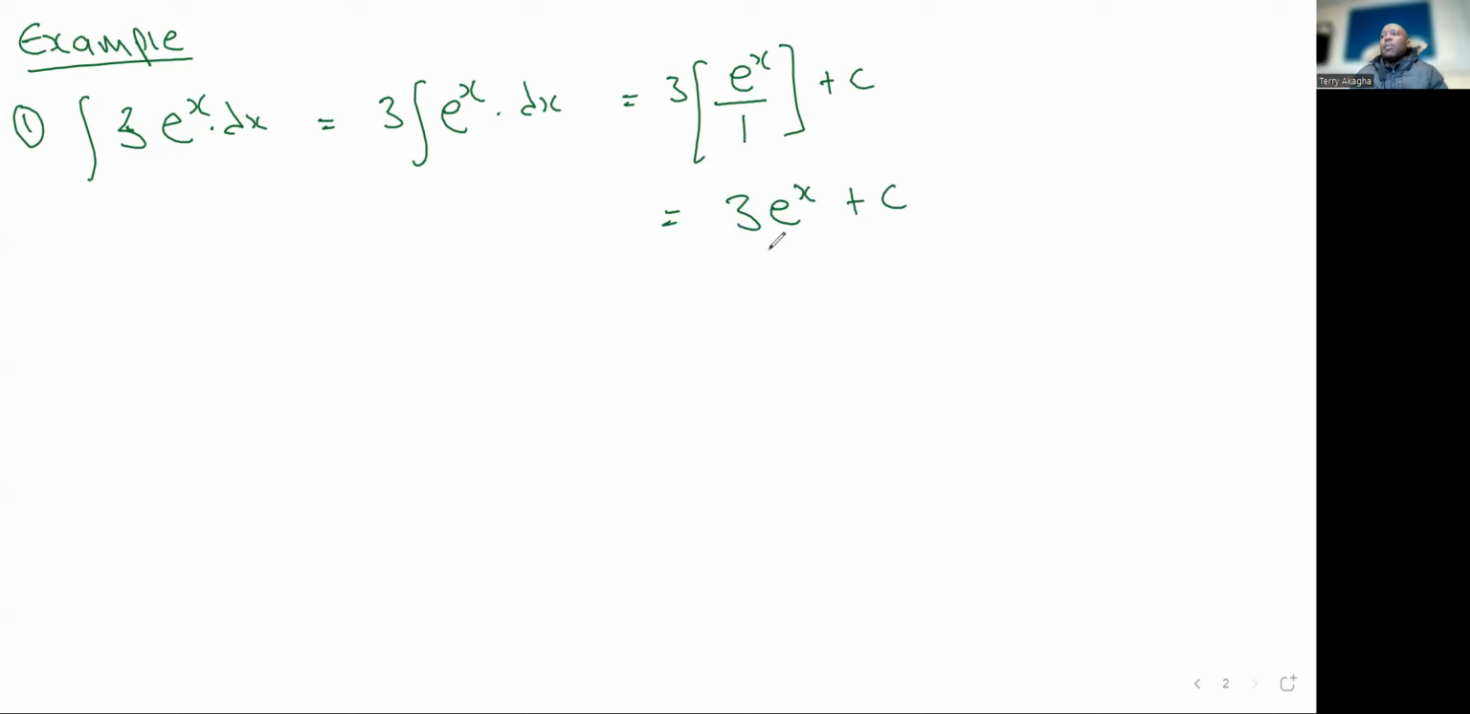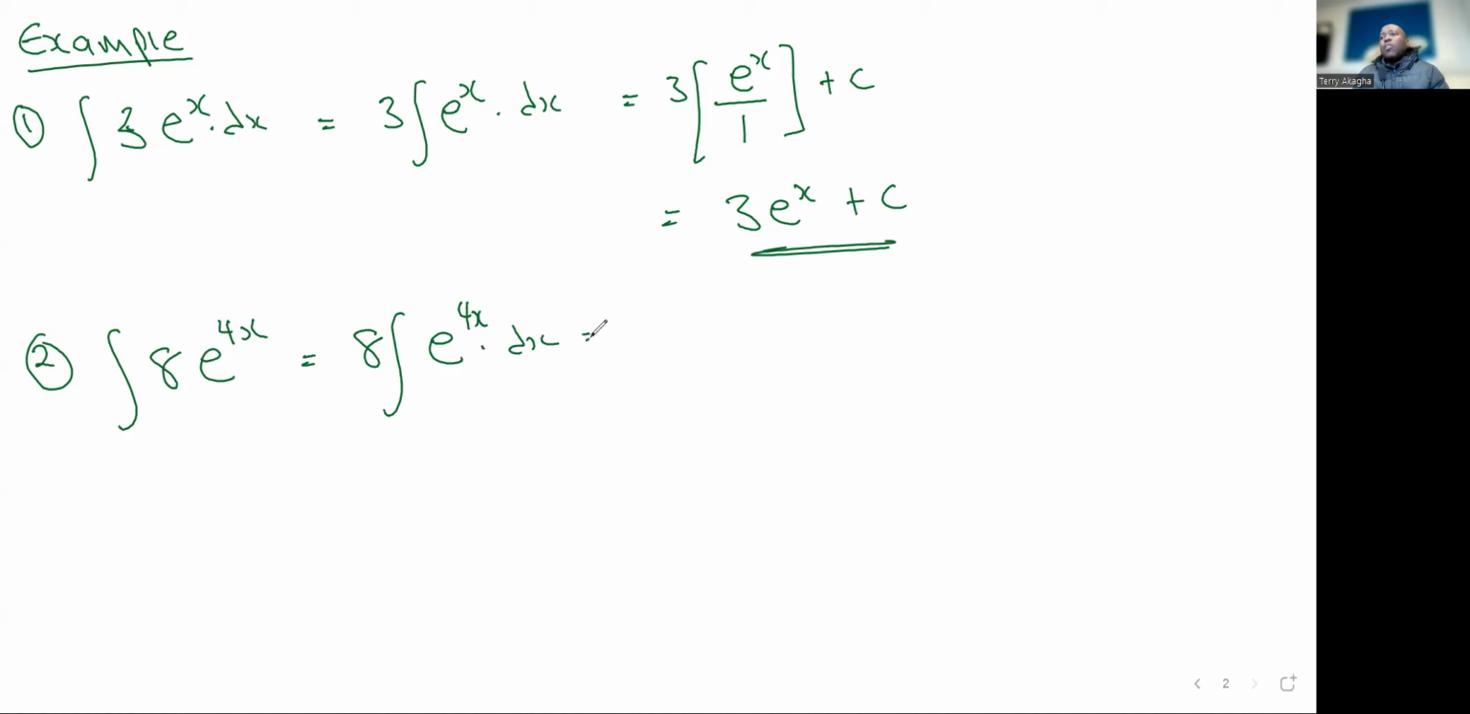3e^x plus c. Number 2, let's assume you are told to integrate 8e^(4x) this time. As usual, I like bringing out the constants, so 8 times the integral of e^(4x) dx. Integrating 4x gives you 4, you put it back over the original expression plus c. Now 4 can divide 8 to give you 2e^(4x) plus c.